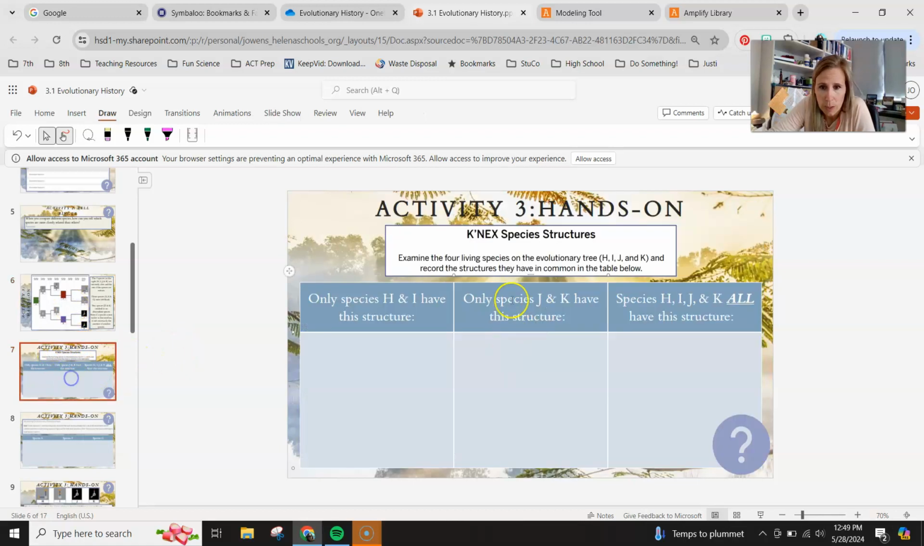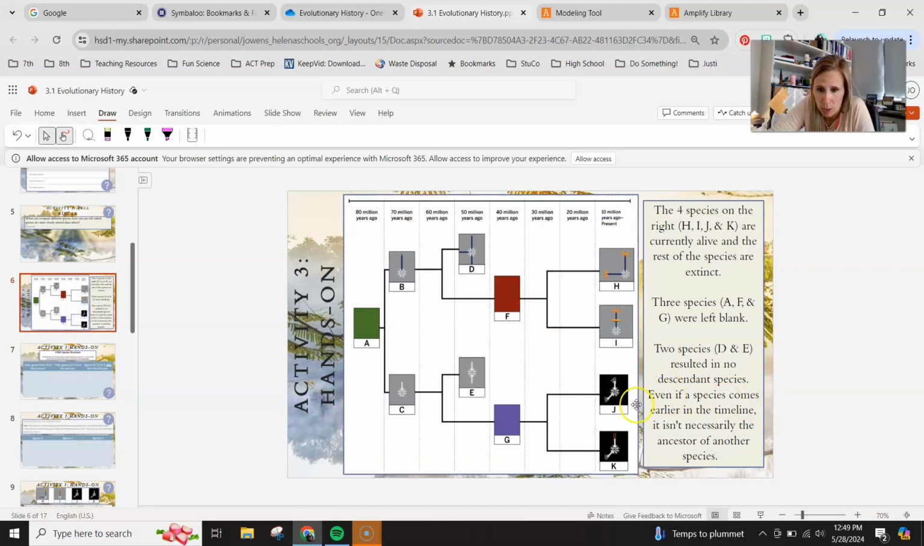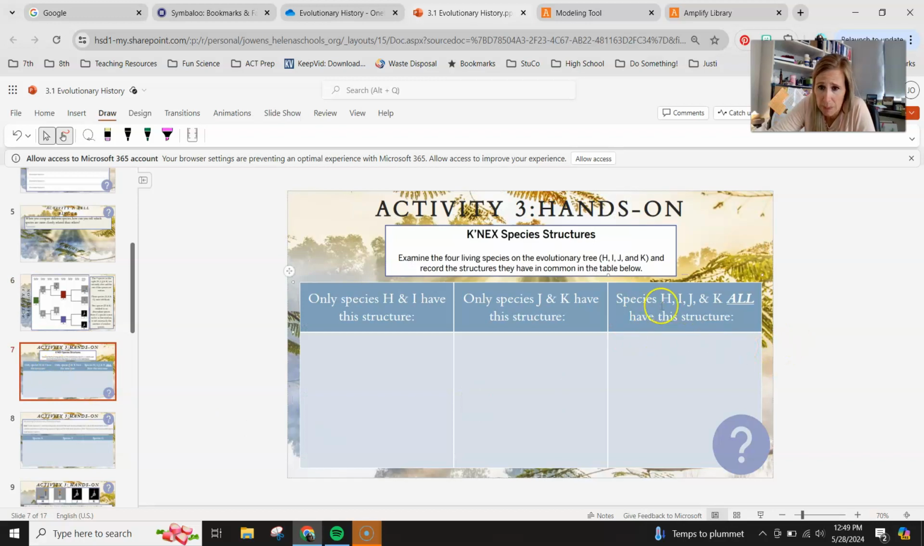Okay, next one is only species J and K have this structure. So again, you will just look at J and K. You will zoom in, and then you can describe by color. So what do J and K have that no other species has? Obviously it's something in common between J and K, but that no other species share. And then species H, I, J, and K all have this structure. So what do they all have?